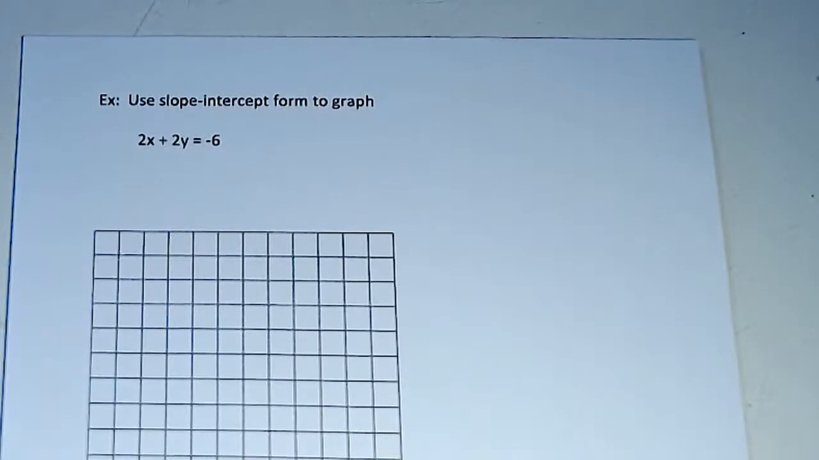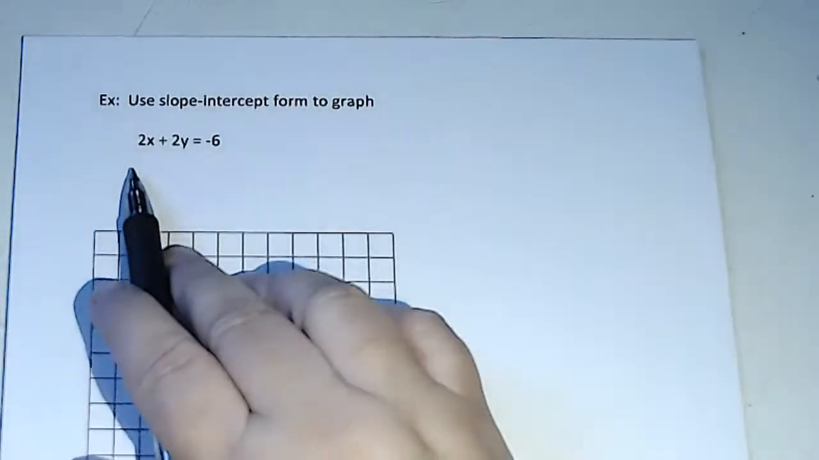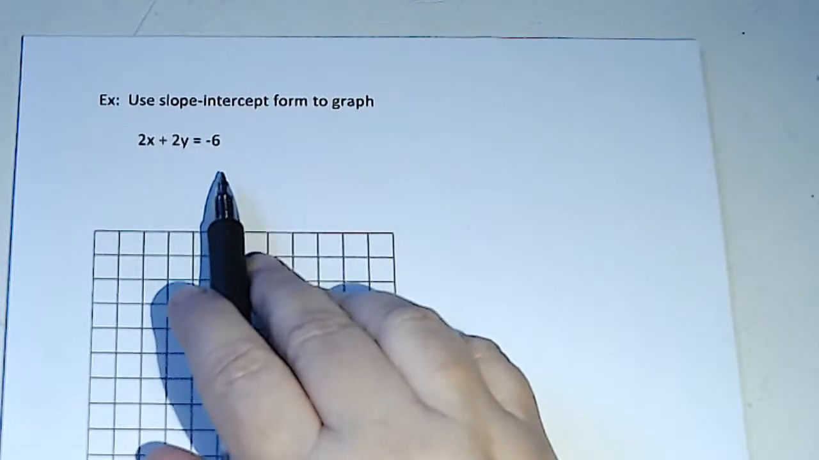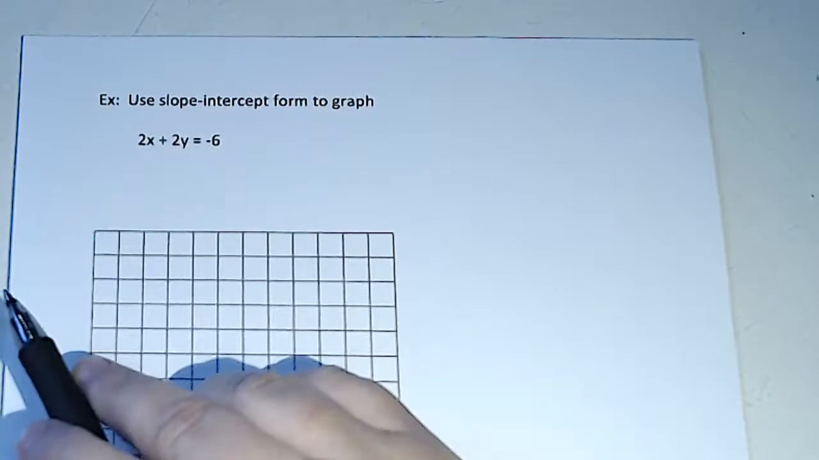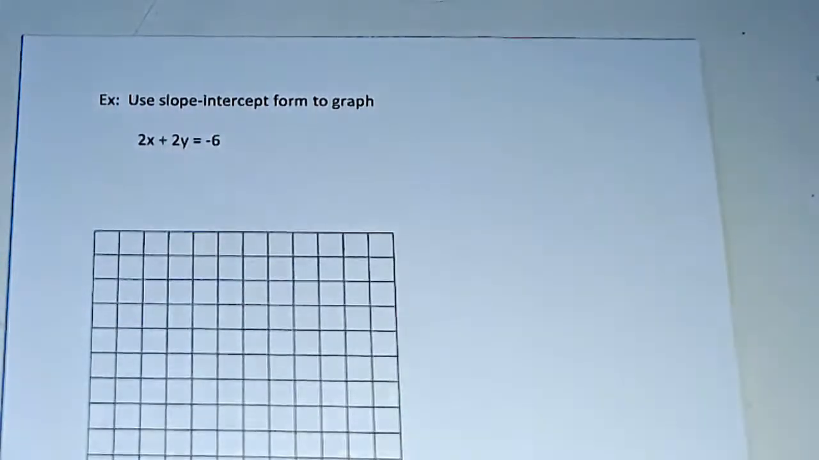So first thing is to notice that this is not in slope-intercept form. This is actually in something called standard form, where the x and the y are on the left side and the numbers on the right. Ugh, seriously, people, let's get with the program.